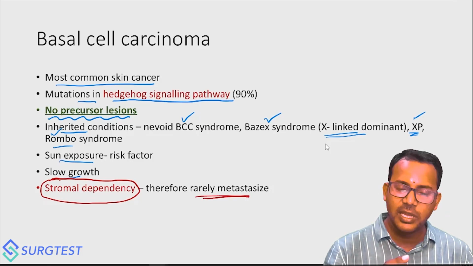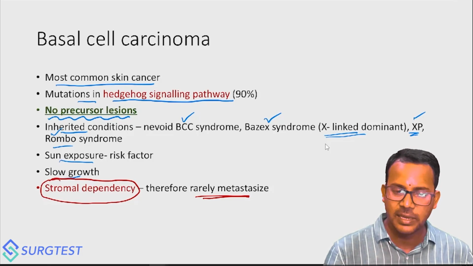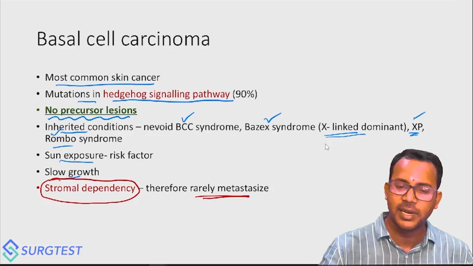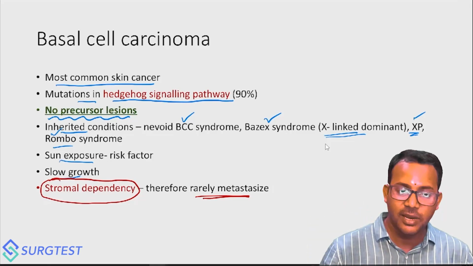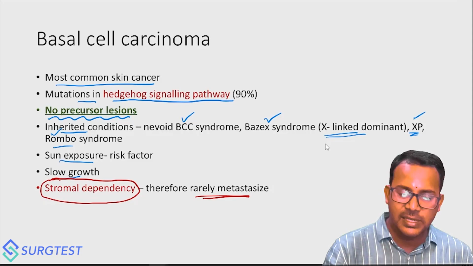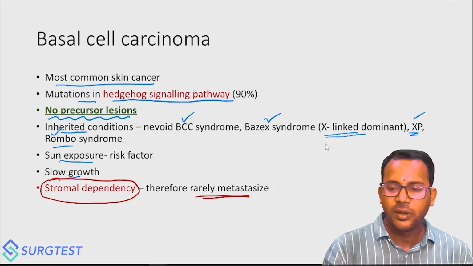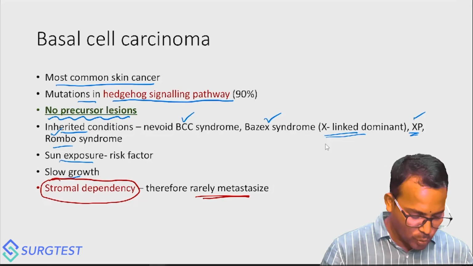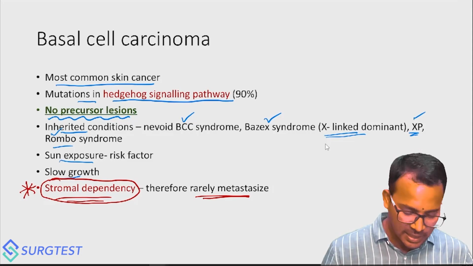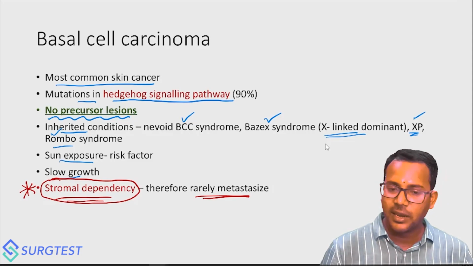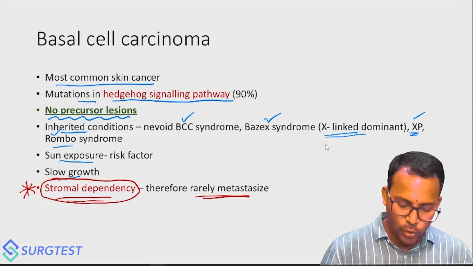That is to say, if these basal cell carcinomatous cells leave their stroma and try to metastasize and go somewhere else, in that new soil they cannot survive because they're dependent on the stroma. The stroma and the basal cell carcinomatous cells talk to each other, and they live in a symbiotic way. So stromal dependency is very much peculiar, and it is seen in basal cell carcinoma. This is the major reason why they rarely metastasize and keep themselves only to the point where they have formed.